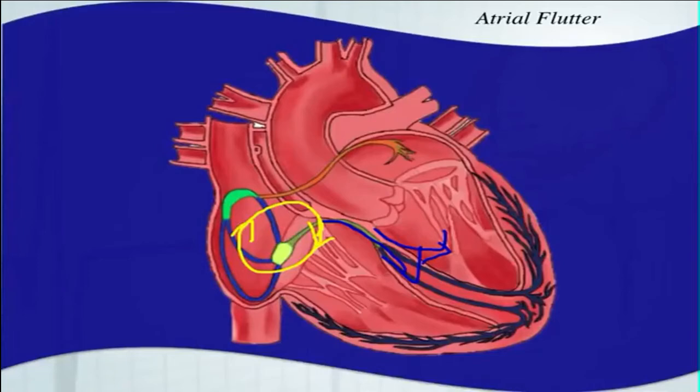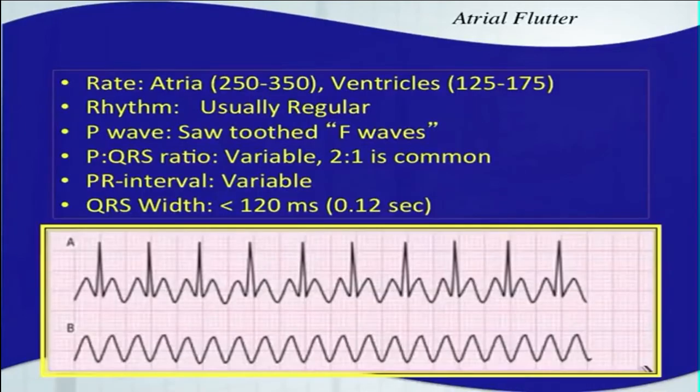So here are the rules. Again, the atria are depolarizing really fast. This says 250 to 350 times per minute. The ventricles, 125 to 175 times per minute, but potentially they could be depolarizing faster than that. The rhythm is usually regular. The P waves are sawtooth F waves. I'll explain that in a second. We call them flutter waves or F waves. Your P to QRS ratio will vary, not usually on the EKG rhythm itself, but it depends on which EKG you're looking at. For example, this one right here we would call a 2-to-1 atrial flutter.